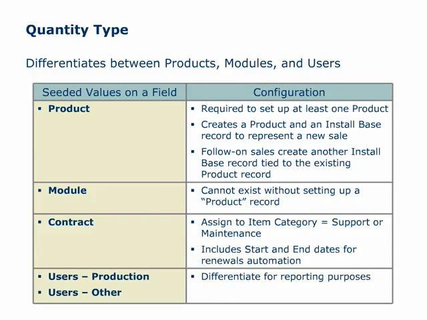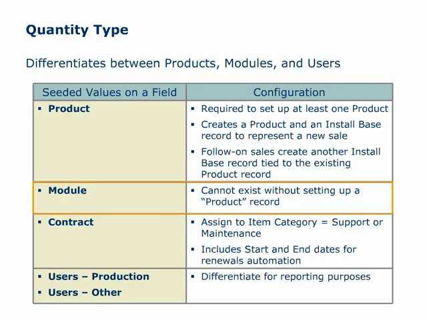Quantity type is related to the previous item category field and provides an additional layer of definition. It differentiates between products, modules, maintenance or support contracts, and users. At least one product needs to be defined, as this creates a product and install-based record for the initial sale. Any follow-up sales within the product line creates another install-based record tied to the parent product record.